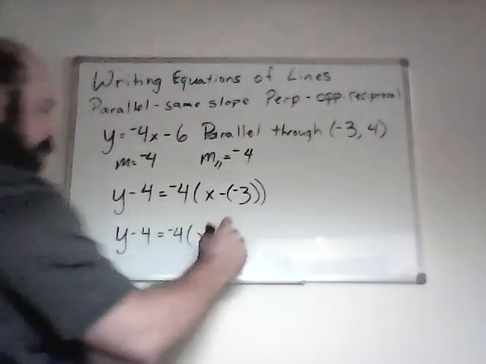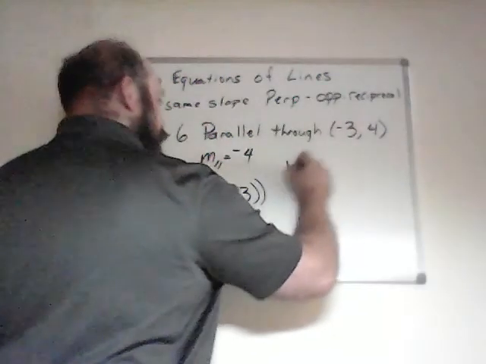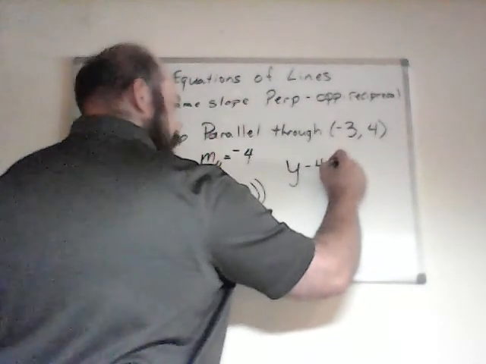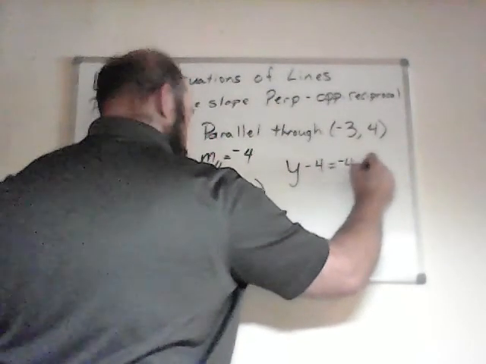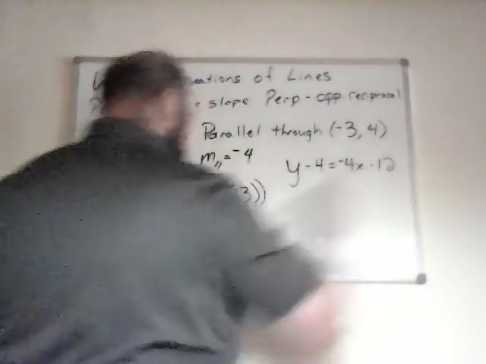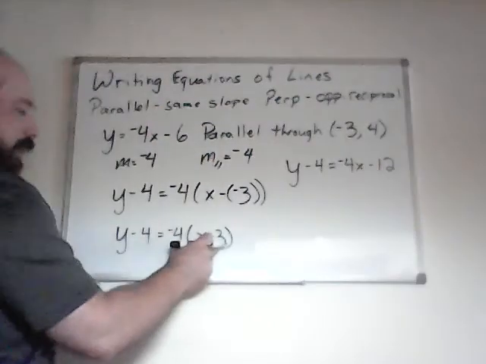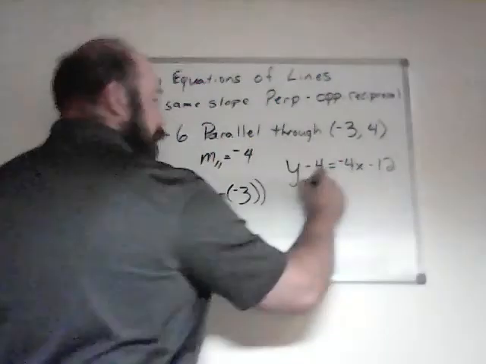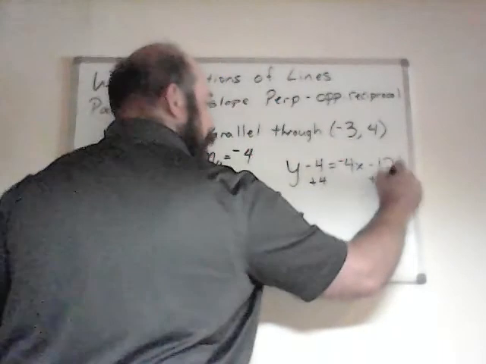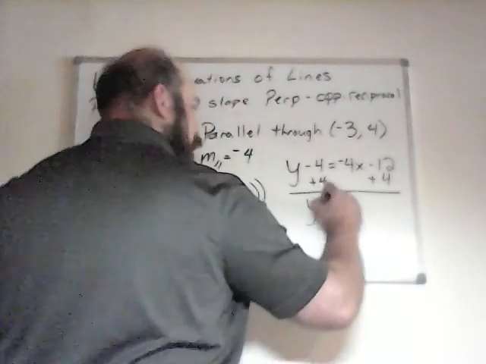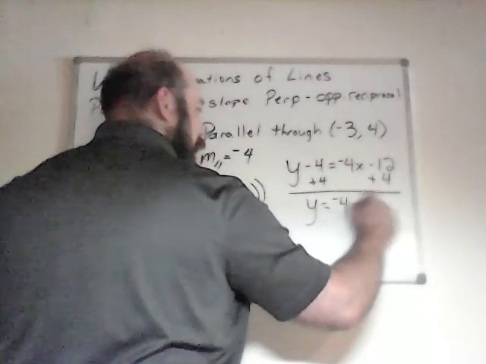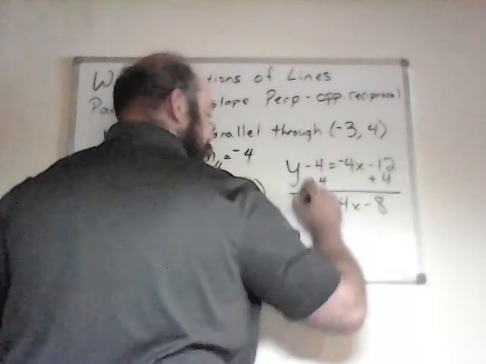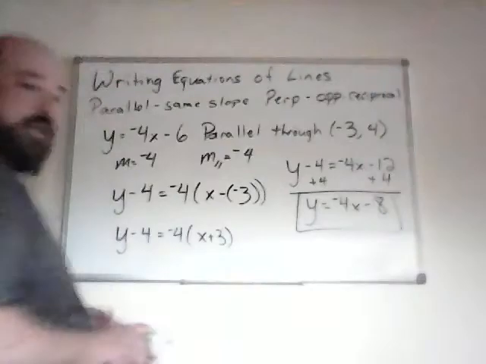And then we're going to distribute. So after I distribute, I have y minus 4 equals negative 4x minus 12. And again, it's minus 12 because this is a negative 4 distributing over addition. And then I simply wrap everything up by adding the 4, and I get y equals negative 4x minus 8 as my final answer.